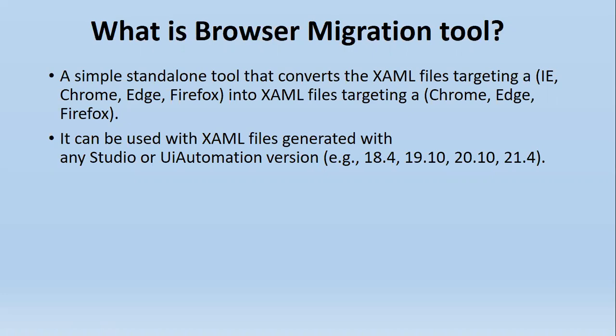Even if we need to shift our current process from Chrome to Edge or from Edge to Firefox, that can also be achieved using the browser migration tool. And not only if we have to shift from IE, then only we can use it. Rather, interconversion into different other browsers is also available and supported. And it can be used with XAML files generated with any Studio or UI automation activities version such as 18.4, 19.10, 20.10, or 21.4. So with any of these versions, the browser migration tool supports migrating your process or your code base from one browser to another browser.